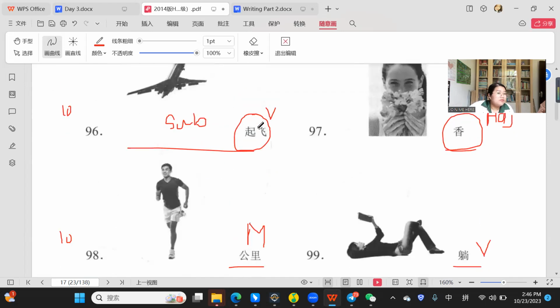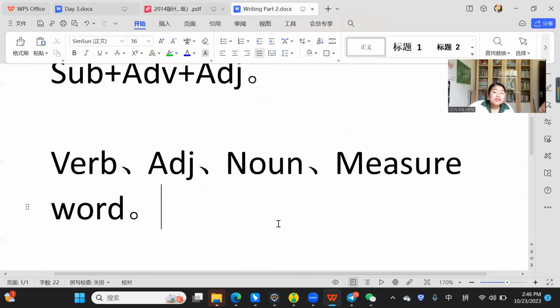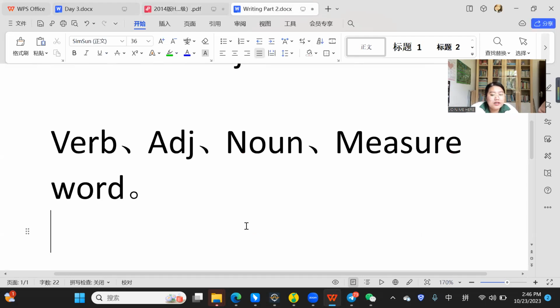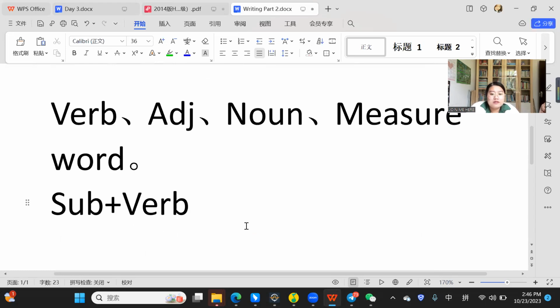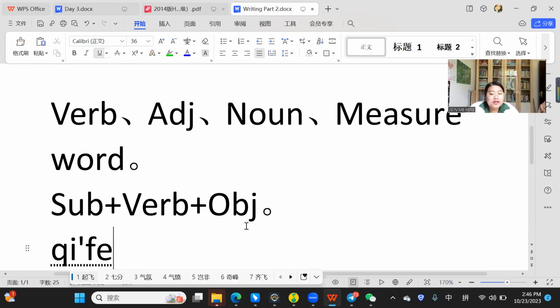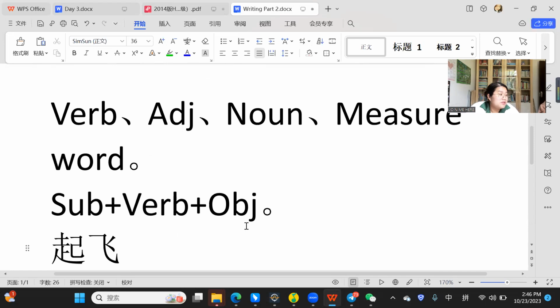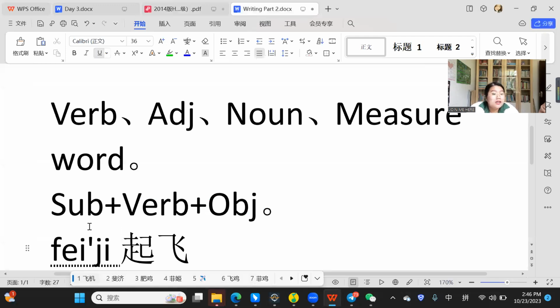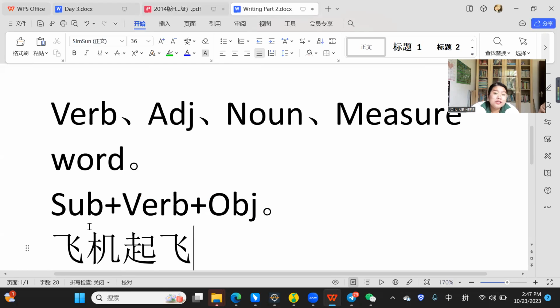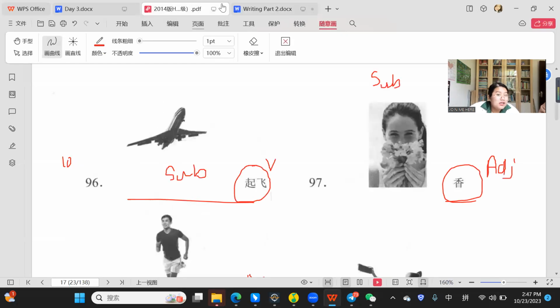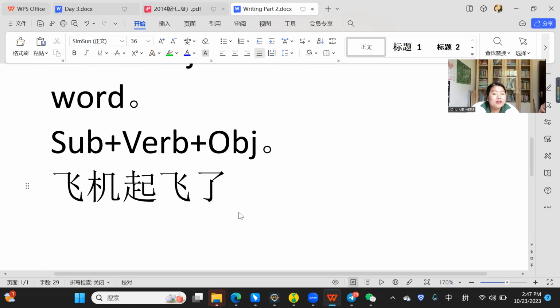Okay. In here we have 起飞, right? Yes, 起飞 is a verb. So in front of the verb, let's use subject plus verb plus object. In here we see 起飞. What thing 起飞? Which one will be the subject? An airplane. Yeah, this airplane. So 飞机起飞. And you see it already 起飞, right? So you have to put the word 了. 飞机起飞了. Is it okay? Yes.